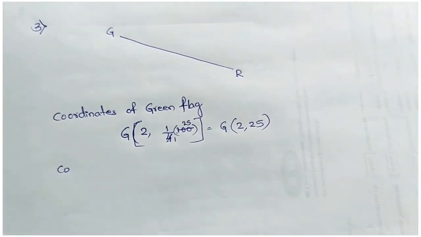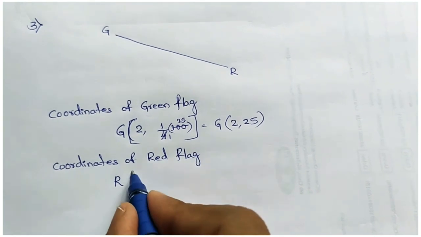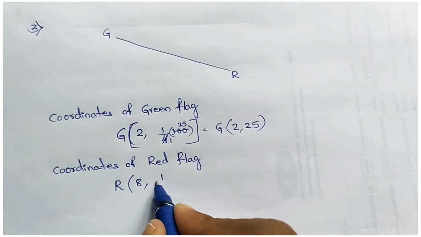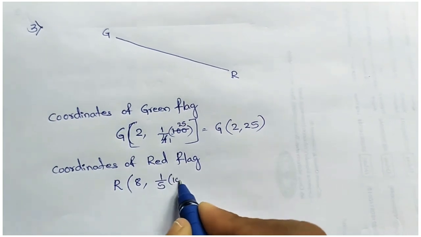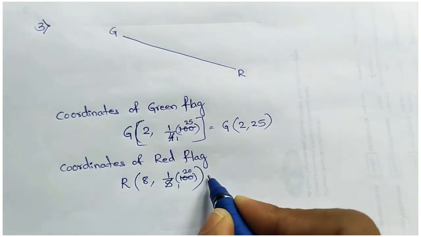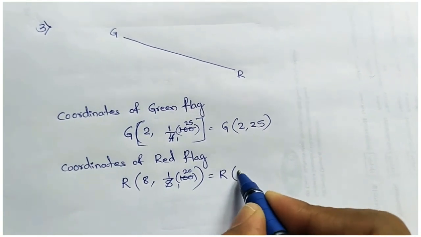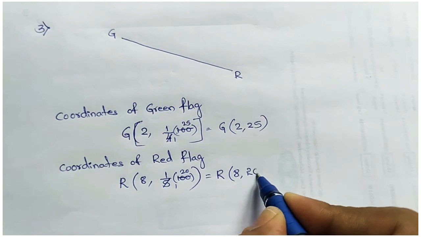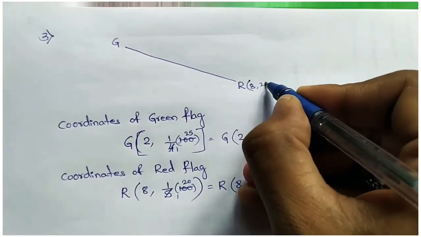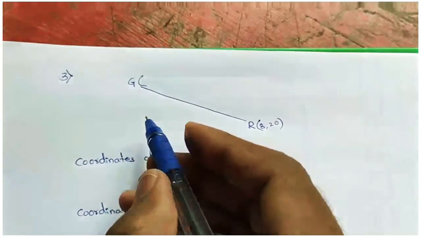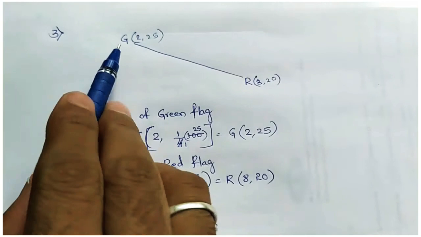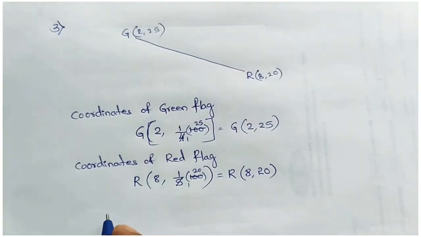Similarly, coordinates of R: of which line? 8th line. How much distance? 1/5 of AD. AD is how much? 100. 5 ones are 5, 20s are 100. So R is 8, 20. So here R is 8, 20 and Z is how much? 2, 25. So how do we find the distance between these two flags?